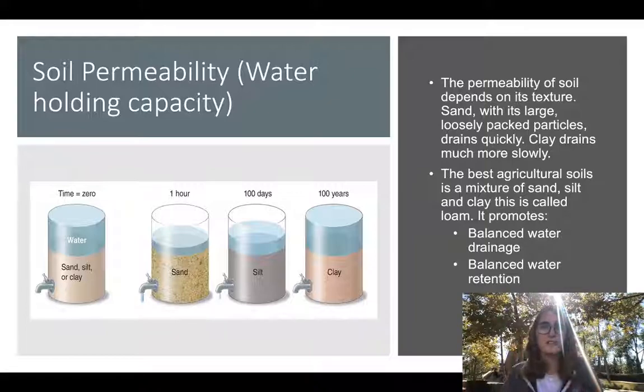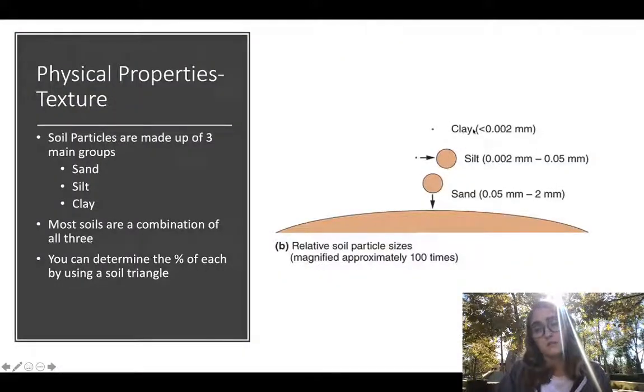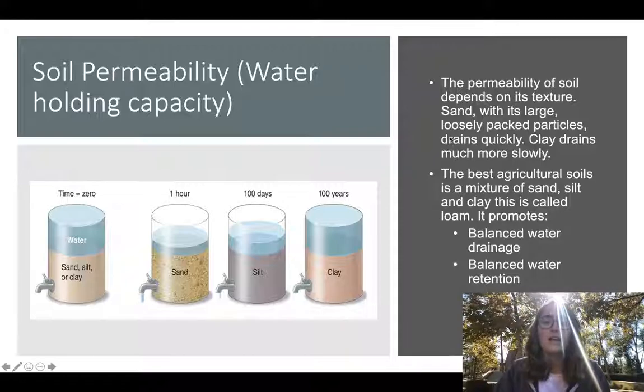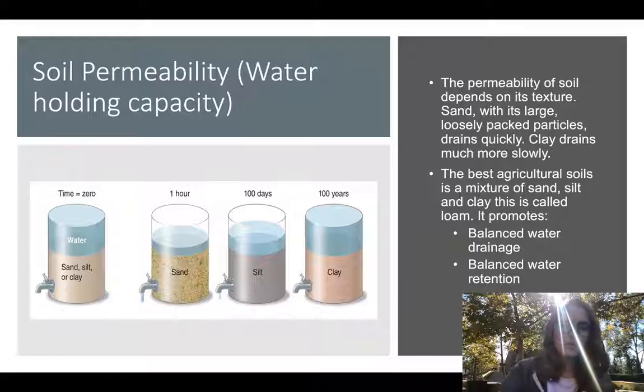Water just wants to pass through all that space that exists between those giant particles. Whereas clay, which has the smallest particle size, it takes a really long time. Those tiny individual particles of clay are really tightly packed together, so there's not a lot of space or room for water to pass through. So you end up with a really high water holding capacity. And then silt is somewhere in between all of that.